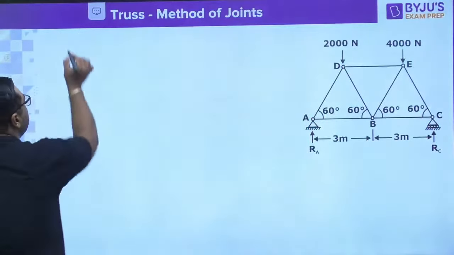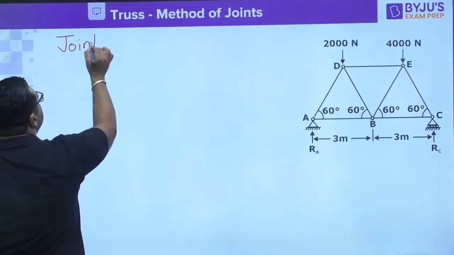So my dear, now we will be considering the joint A. Now we will consider the joint A.